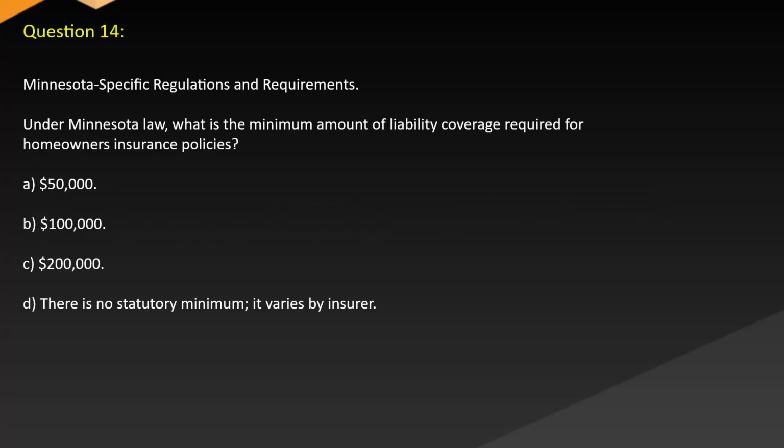Question 14. Minnesota-specific regulations and requirements. Under Minnesota law, what is the minimum amount of liability coverage required for homeowners insurance policies? A. $50,000. B. $100,000. C. $200,000. D. There is no statutory minimum. It varies by insurer.